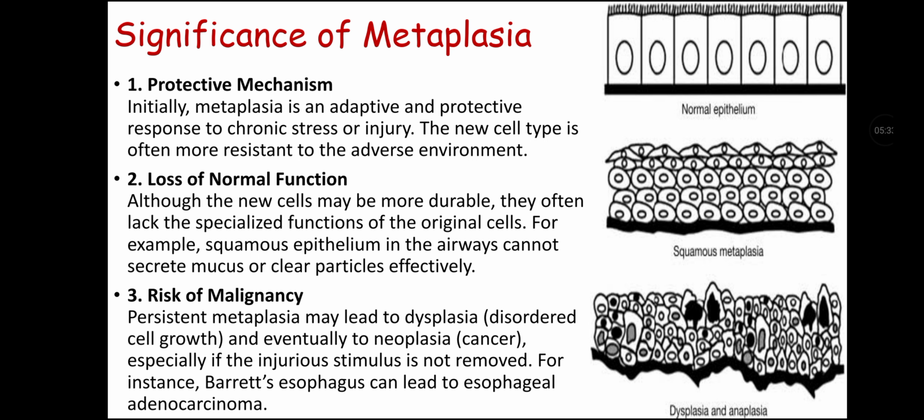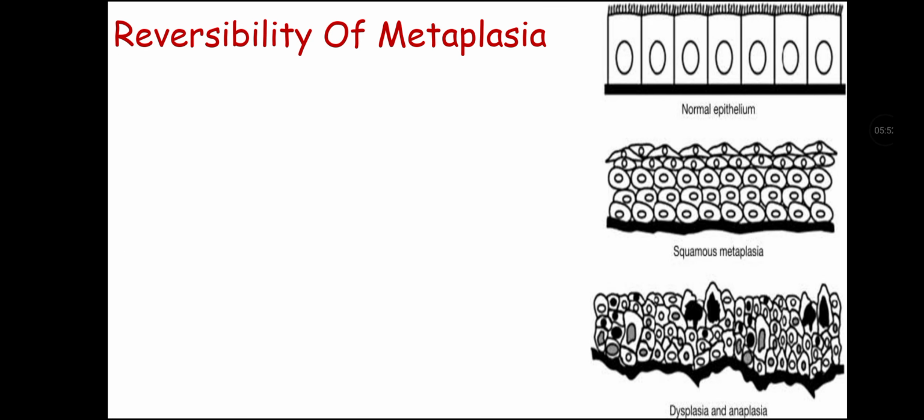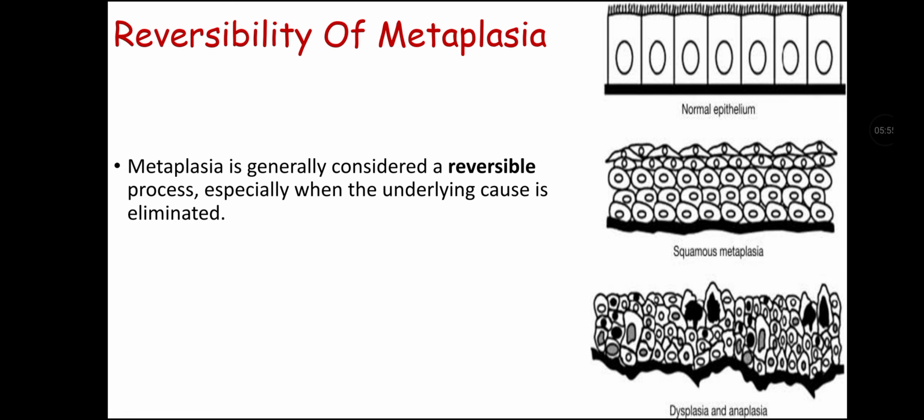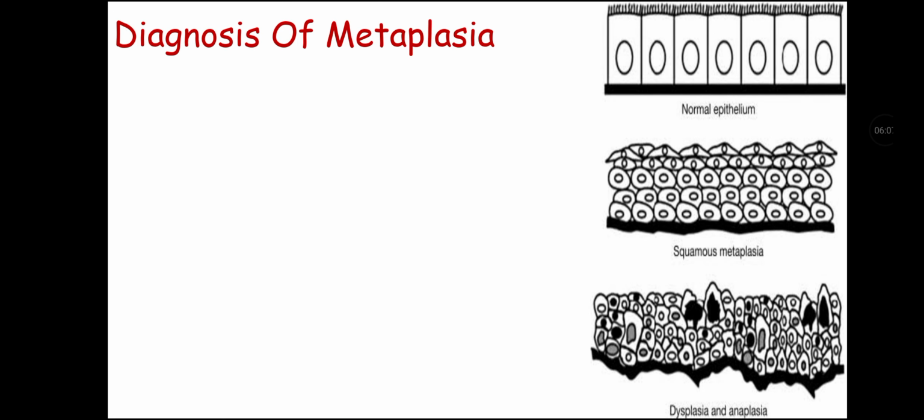Third significance is risk of malignancy, as persistent metaplasia may lead to dysplasia, that is disordered cell growth, and eventually it can lead to neoplasia, that is cancer, especially if the injurious stimulus is not removed. For instance, Barrett's esophagus can lead to esophageal adenocarcinoma. Reversibility of metaplasia. Metaplasia is generally considered a reversible process, especially when the underlying cause is eliminated. However, long-term metaplasia that progresses to dysplasia and cancer becomes irreversible and pathologic.